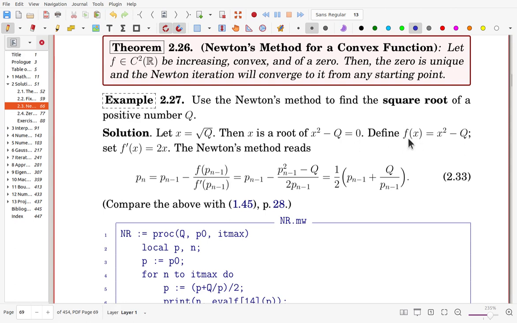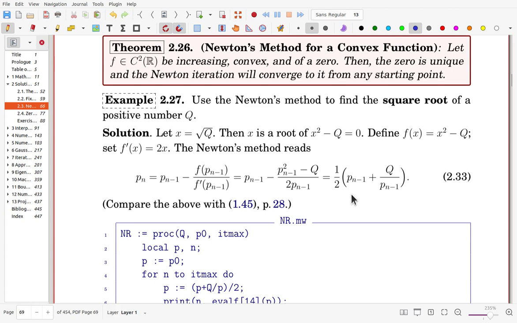So we define f(x) = x² − q, then its derivative is 2x. So the Newton method can be formulated in this way. That is the standard form. With P_{n-1}, f(P_{n-1}) is now P_{n-1}² − q, and its derivative is 2 times P_{n-1}.